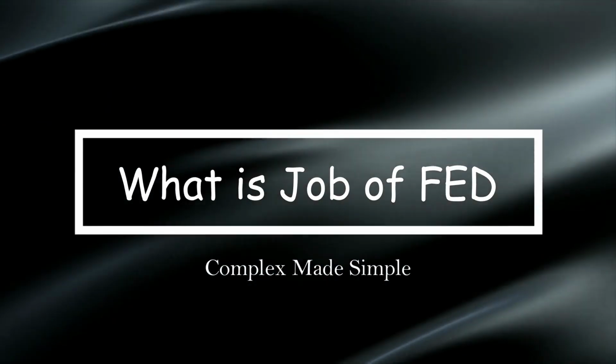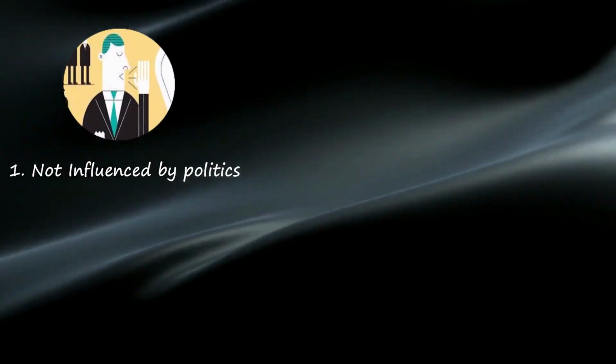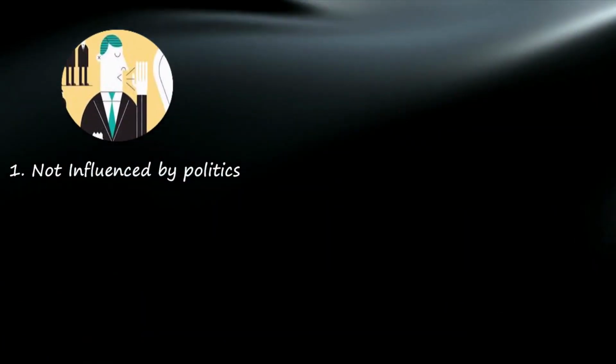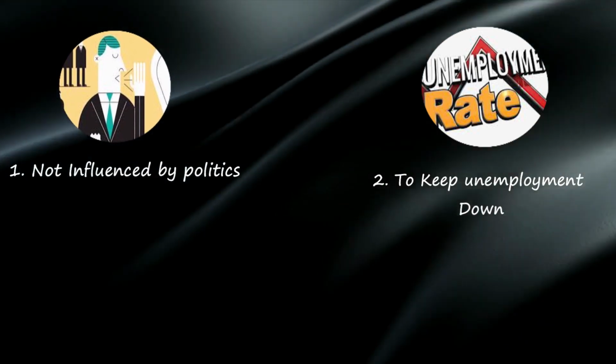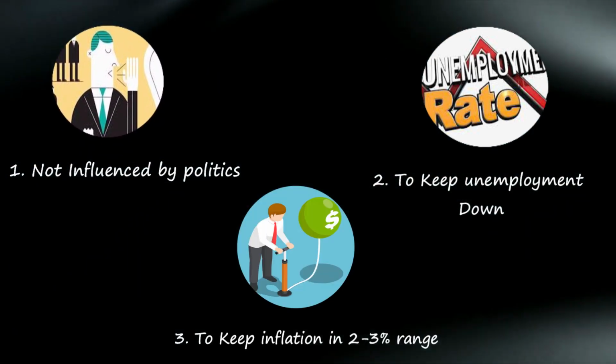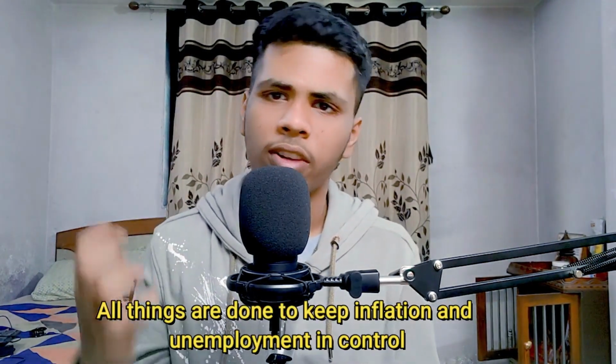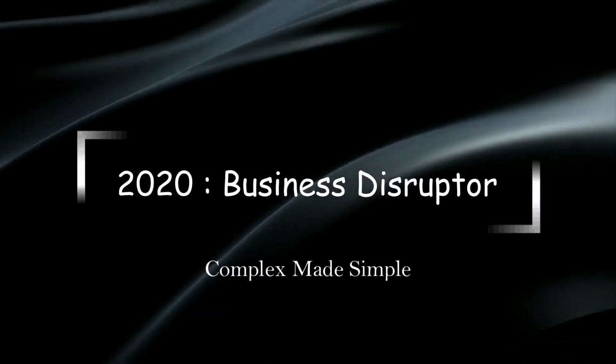First part: what is the work of the Fed? Why was the Fed made? The two most important works of the Fed: first, the Fed claims they are not influenced by politics, that is one of the things on paper. The second thing is the Fed needs to control unemployment and control inflation, and they need to keep both down. This is the work of the Fed, and all the things which are done are basically done for this particular thing only.